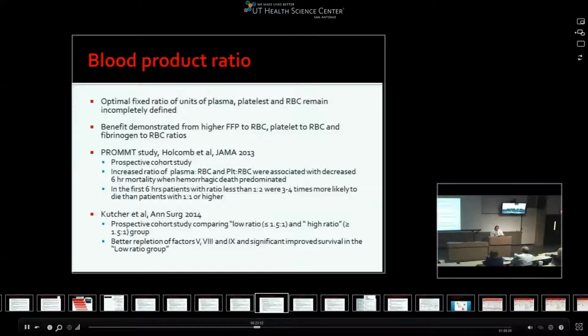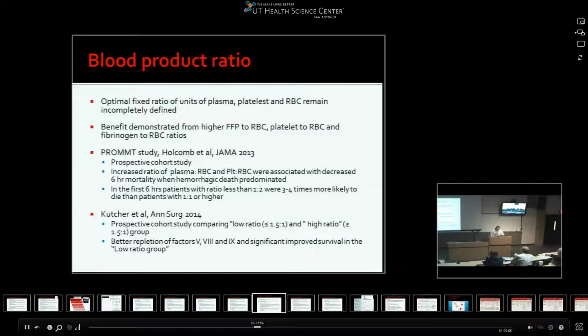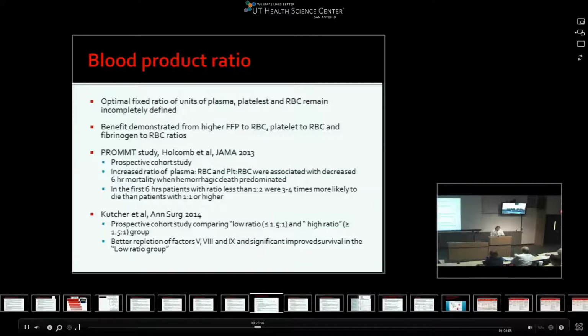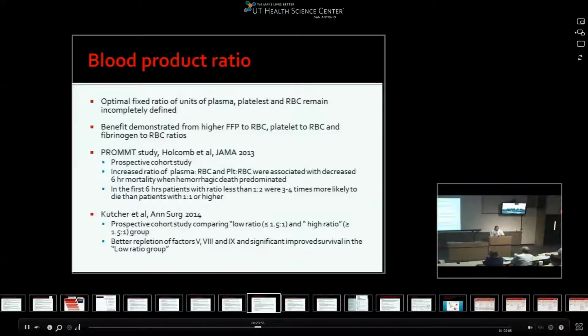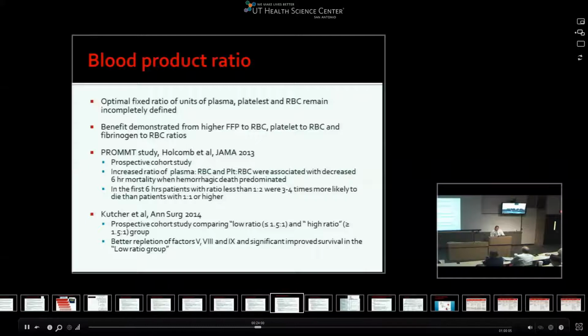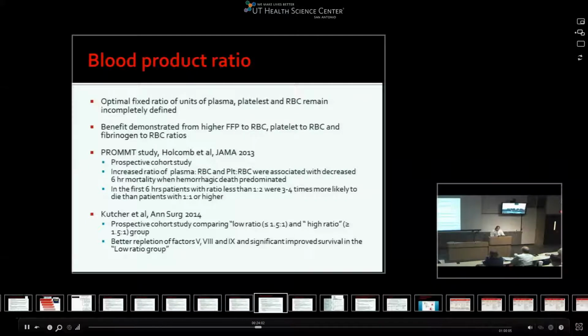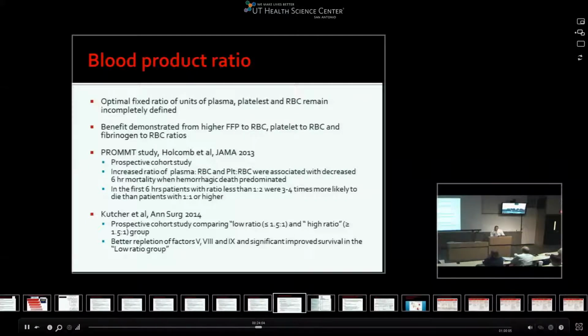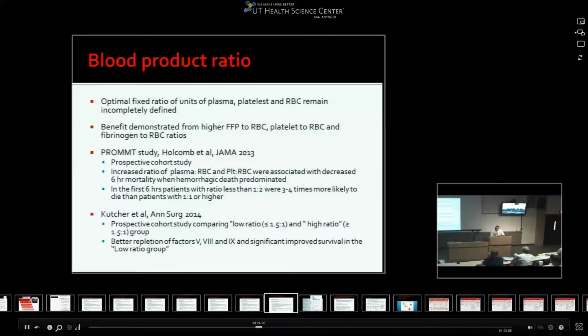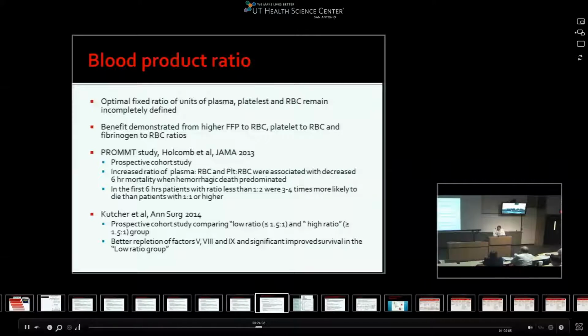Kutcher et al., in their study published in the Annals of Surgery in 2014, showed in a prospective cohort study comparing low ratio versus high ratio groups a better repletion of factors 5, 8, and 9, and significant improvement in survival in the high ratio group.